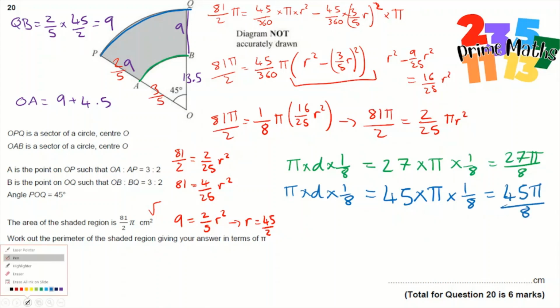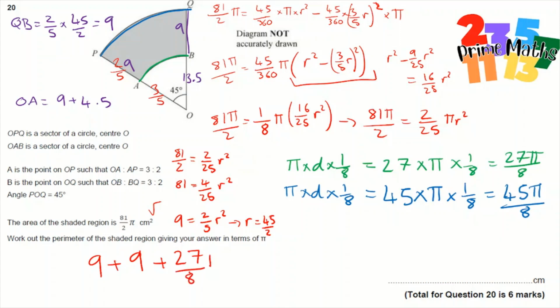If we put all of those things together to give us our total perimeter, we have 2 9s from A to P and B to Q. We also have the arc from A to B, which is 27/8 pi, and we have the arc from P to Q, which is 45/8 pi. Okay, this gives us a perimeter of 18 plus our fraction of pi.